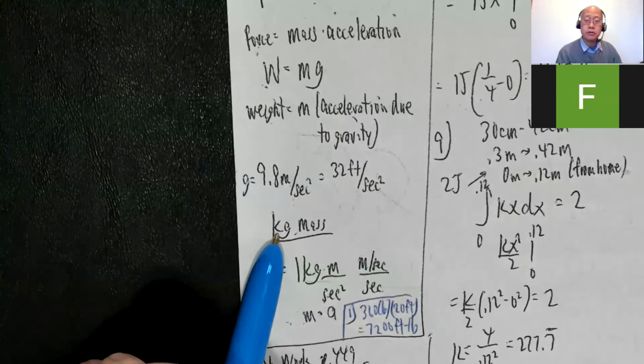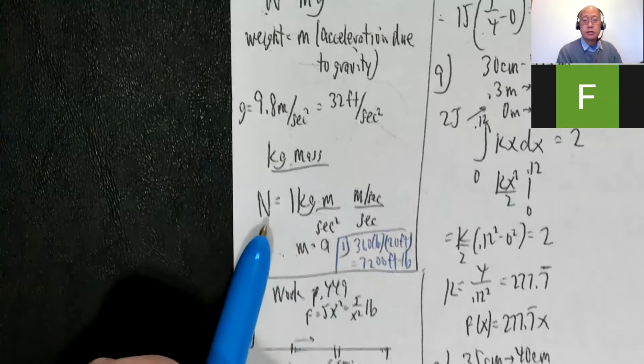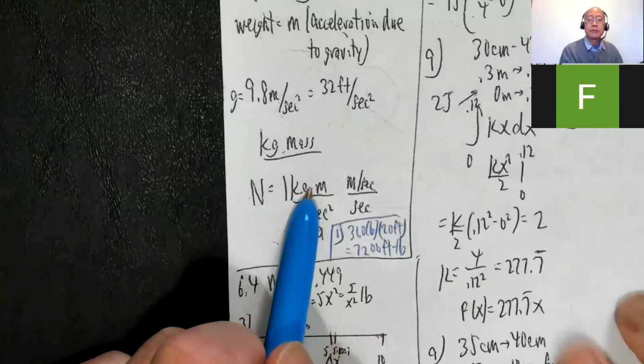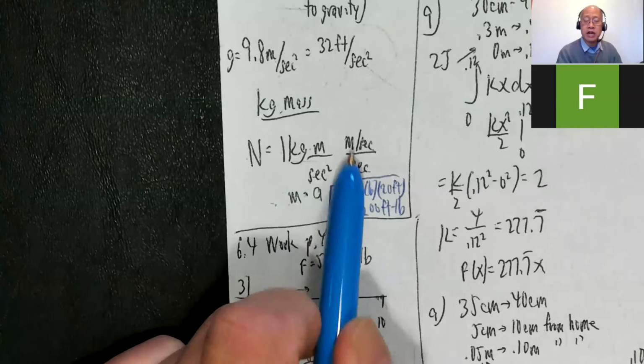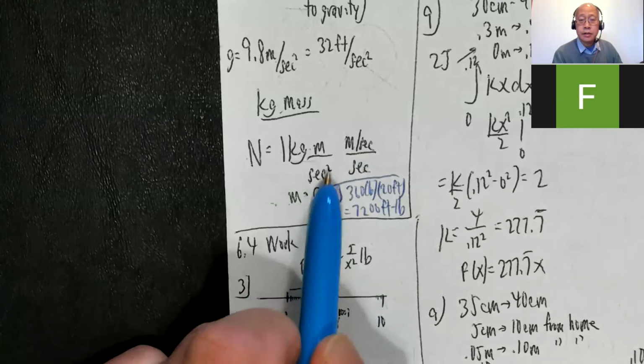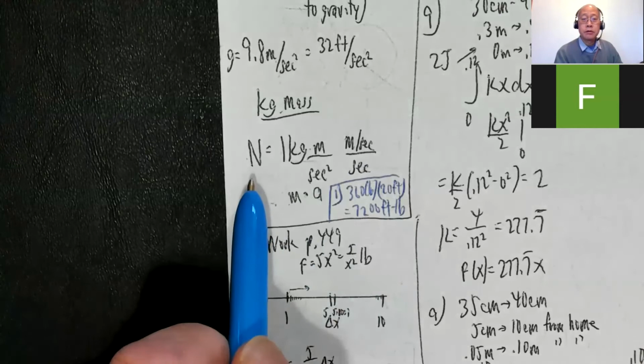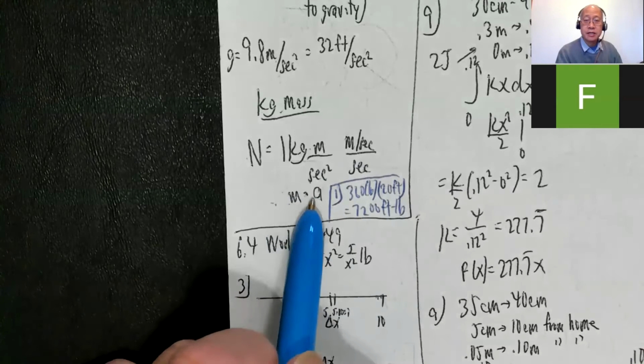To convert it to weight, you'd have to multiply by the acceleration due to gravity. So what is one newton? It's 1 kilogram mass times 1 meter per second squared. If you're not comfortable with meters per second squared, it's really meters per second per second. It's a rate of change of velocity as time goes by. So 1 newton is 1 kilogram meter per second squared. This is a mass, this is acceleration.